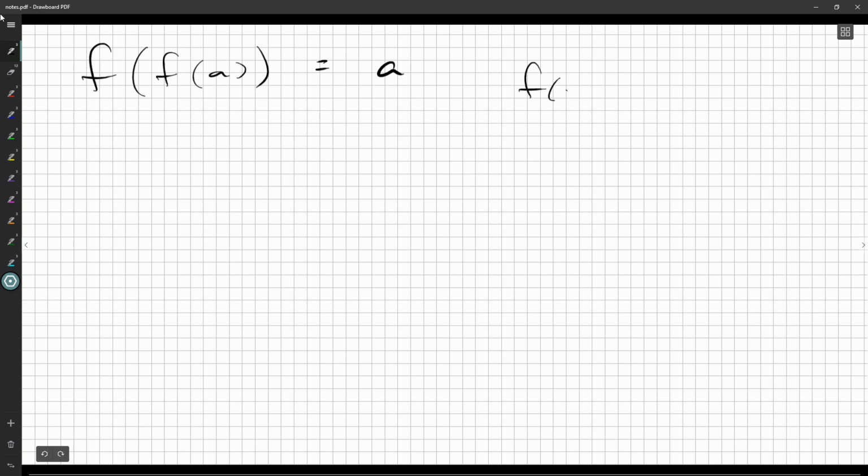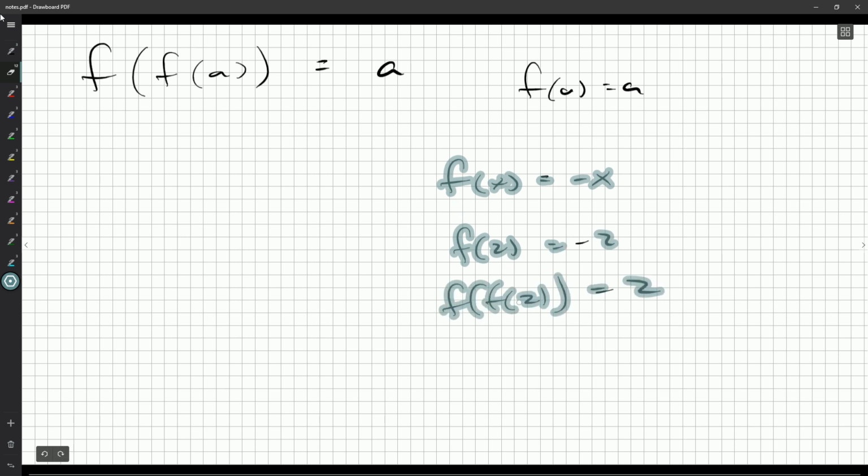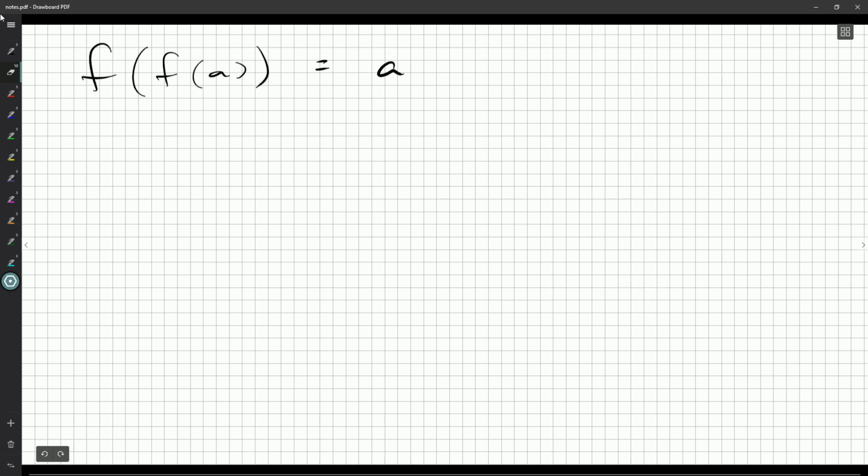Now that doesn't mean that f of a is a. Okay? For example, if you have the function that makes it negative x, f of 2 would be negative 2, but f of f of 2 would be back to 2. So we don't know anything about f itself, but we've got a nice, neat little property here. Is this property going to be helpful? I'm not entirely sure, but it's something I immediately saw.